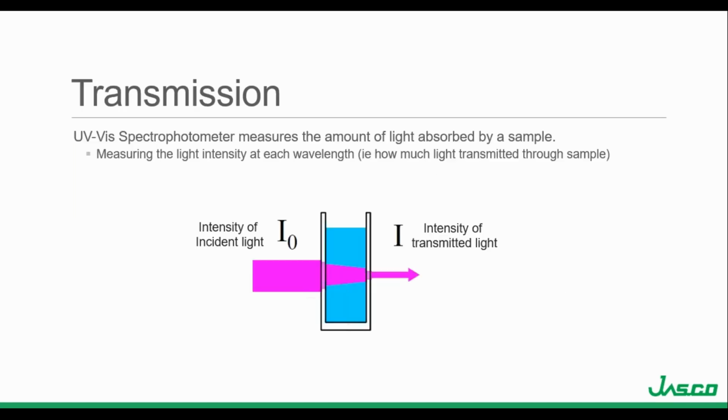UV-Vis spectrometers measure the amount of light absorbed by a sample, or the ratio of the incident light to the light that is transmitted through the sample, and the relationship between absorbance and transmittance can be shown by the equation below.